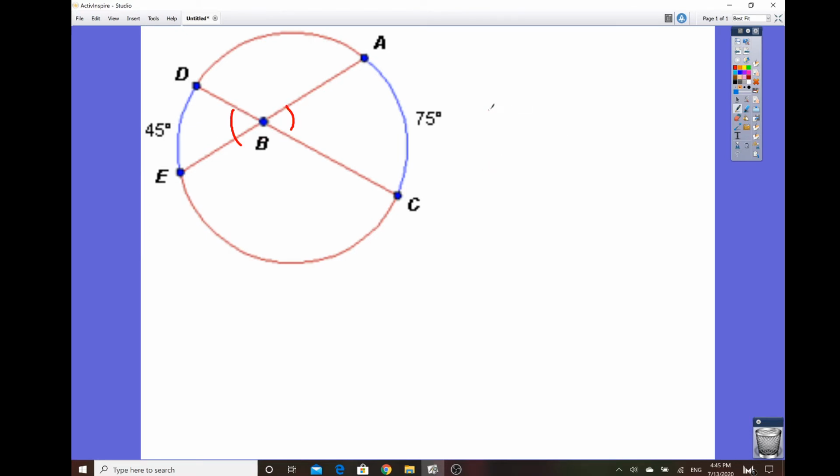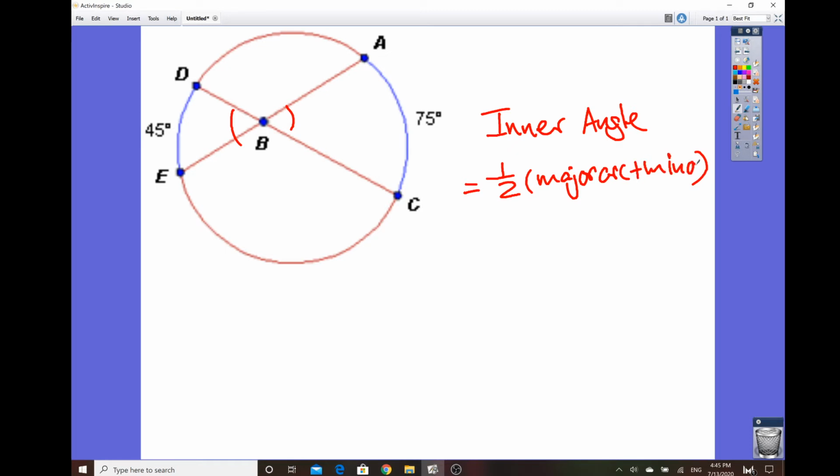So the way to find this angle, let's say that in general this one is called the inner angle in a circle. The way to do it is 1/2 times the measure of the major arc plus the measure of the minor arc. Minor would be this one, and then the major would be this one here.